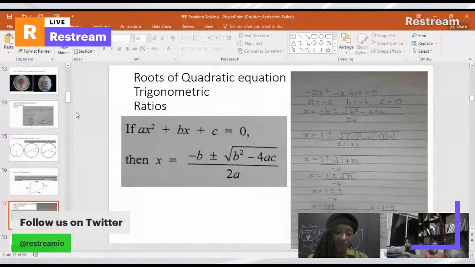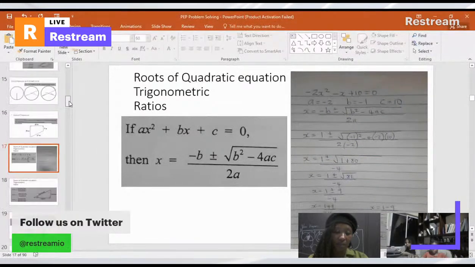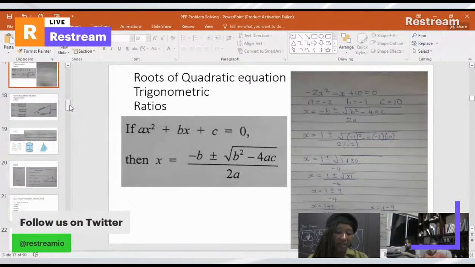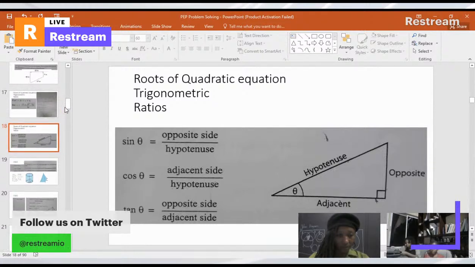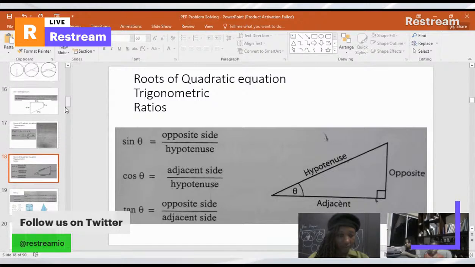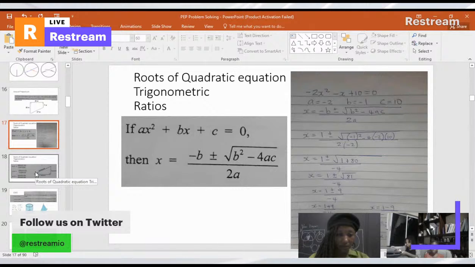Next one, and that is, okay, roots. No, I have the wrong thing here. I think this is the one. Let me make sure I'm not skipping any. So that one.